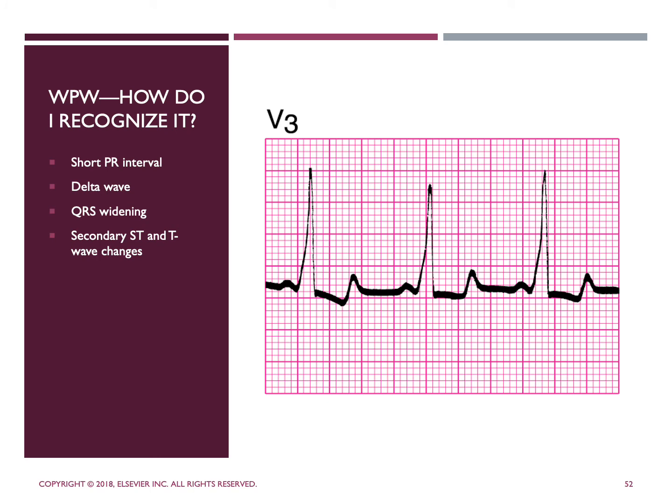So how do we recognize WPW on an ECG? Once again, our PR interval is going to be short. We're going to notice a delta wave, a widening of the QRS. So if you notice, these QRS complexes are extremely wide compared to the other ECGs we've been looking at. We may even see secondary ST and T wave changes.